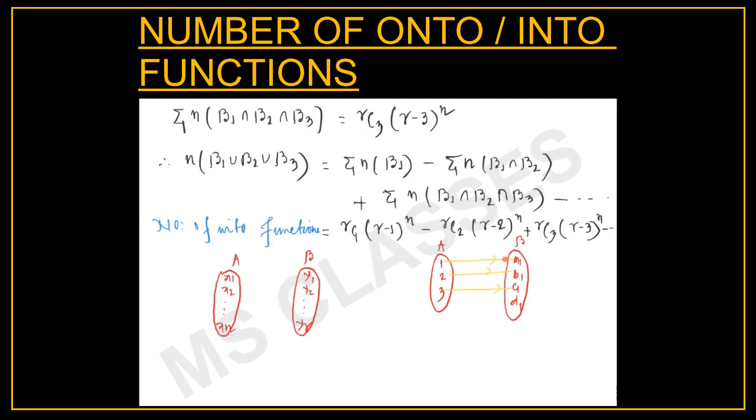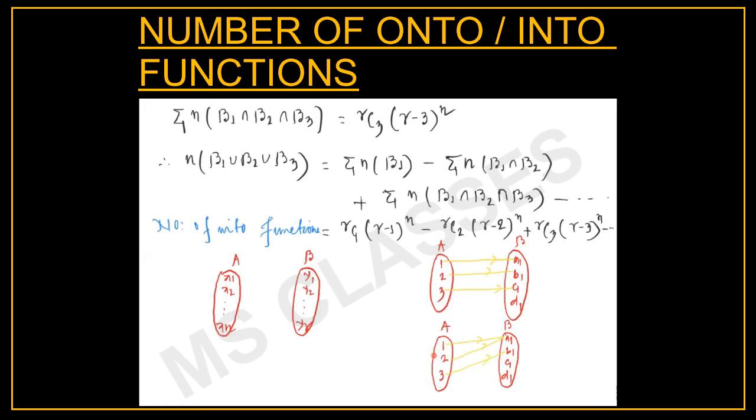Suppose it is many-one. The same case: I take set A and here I take set B. It is 1, 2, 3 here, and a1, b1, c1, d1 there. If it's a many to one correspondence, then there will be more than one element which will not have a preimage.